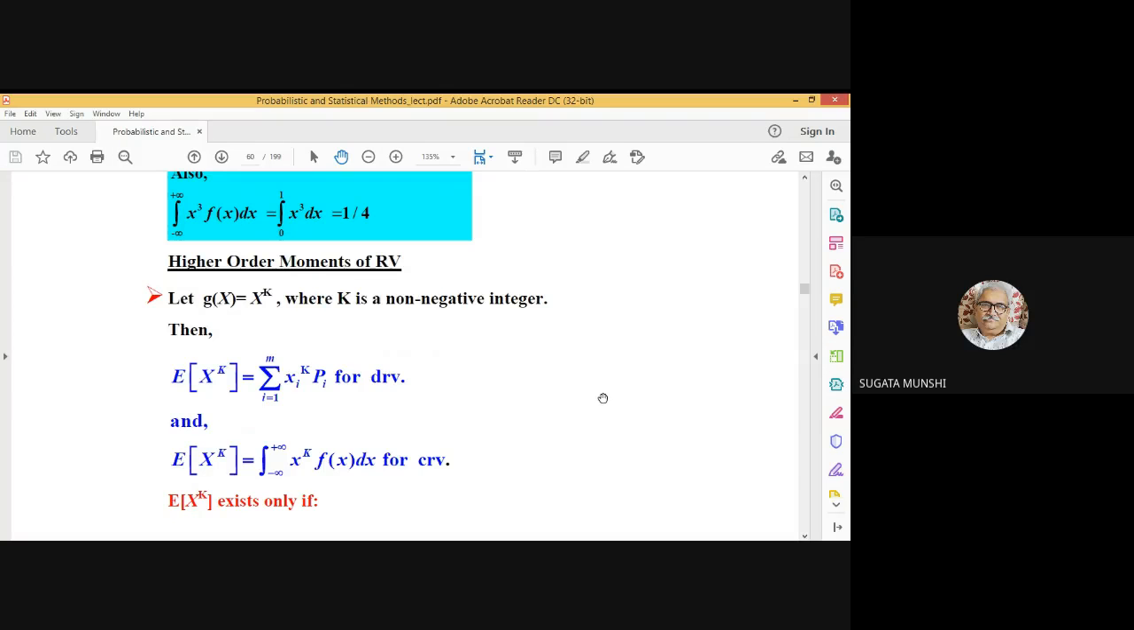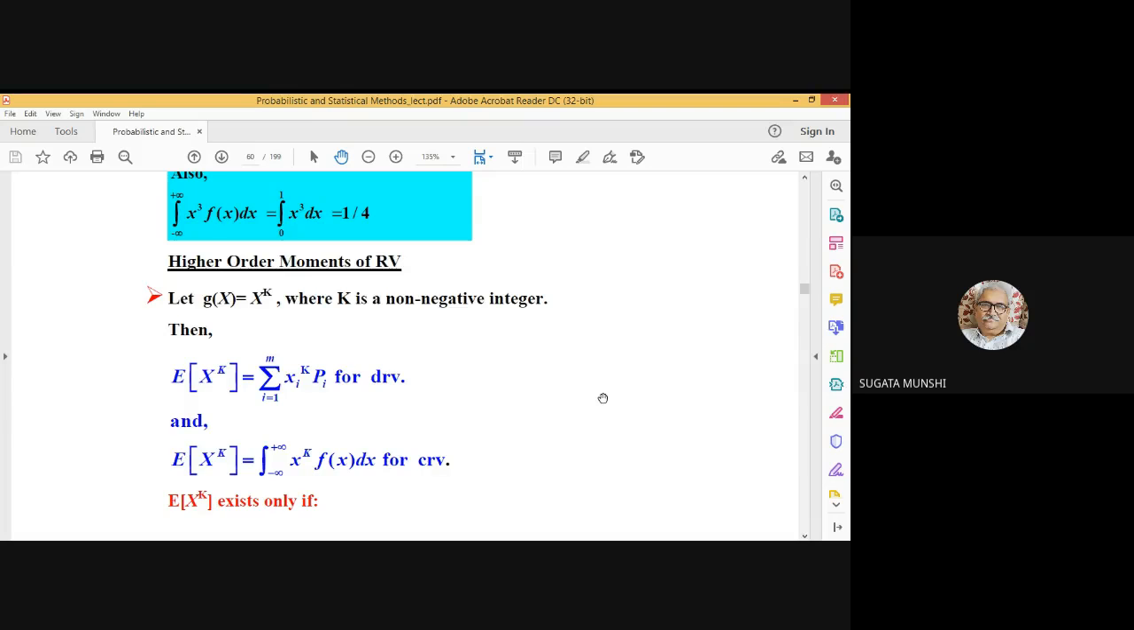I have pointed out that k is a non-negative integer. It means that other than positive integral values, k can also have a value of 0. So what will be the 0th moment of any random variable, say a continuous random variable? It is simply the area under the density function.